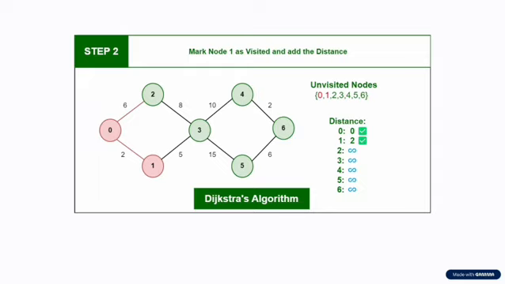So in this step, node 1 is the minimum distance. So mark it as visited and add up the distance. So the distance from node 0 to node 1 is 2.